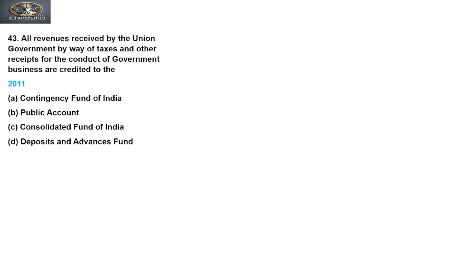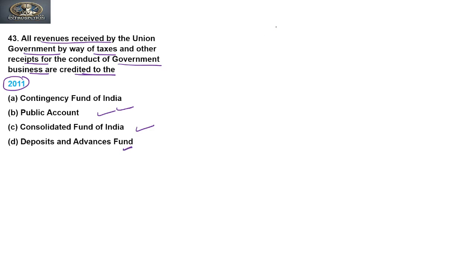The next question was asked in 2011. So let's see the question. All revenues received by the union government by way of taxes and other receipts for the conduct of government business are credited to the contingency fund, public account fund, Consolidated Fund of India, or deposit and advances fund. So now it says all the earnings of the government.